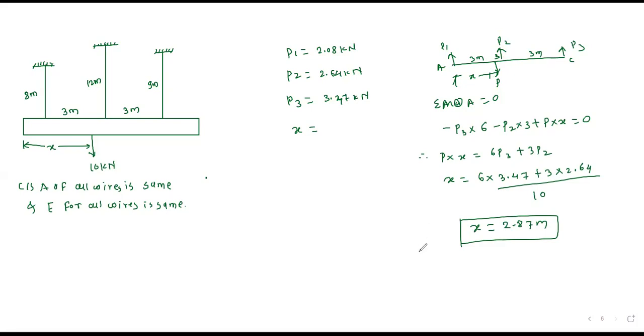Ma'am, the value of P1 is 3.91 kilonewton. Okay, 3.91 kilonewton. And P2, P3 are correct? Yes. Okay, so P1 is 3.91, P2 is 2.64 and P3 is 3.47. And the X distance is 2.87 meter. Okay, 86, 87, no matter. This is 2.87 meter. So now this type is over.